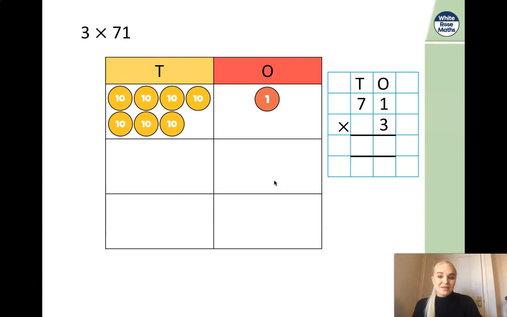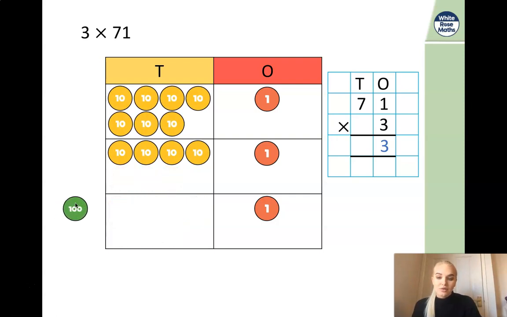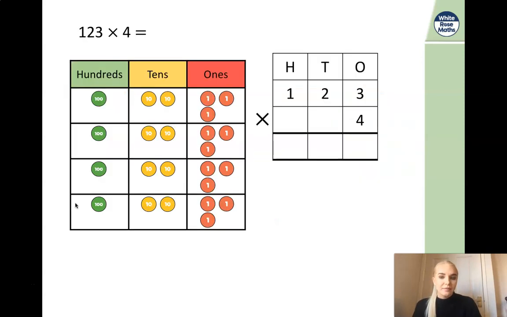So we can put 71 in our rows 3 times. We can then look at our ones column and know we are multiplying 1 3 times, which gives us 3 ones. We then know we are multiplying 7 tens 3 times. Now, we can count our tens here. We can see that we have got 21 tens. Now, 21 tens we can exchange for 2 hundreds, which gives us 1 ten left over and 2 hundreds, giving us the answer of 213.